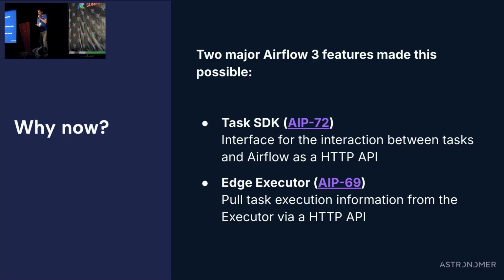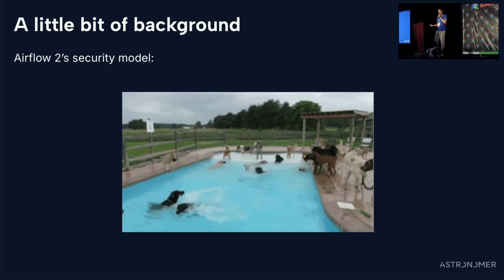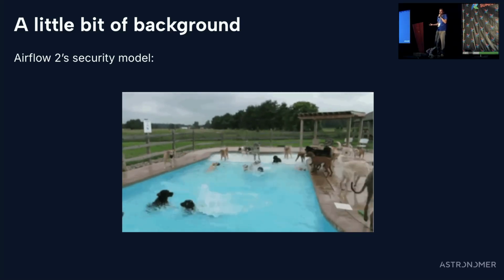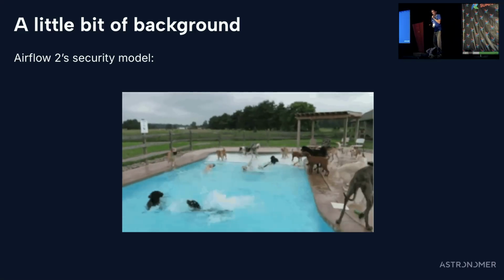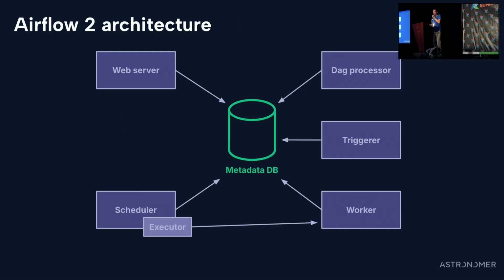In order to understand how big the impact of those two features is, let's have a little bit of background. Anyone familiar with Airflow 2 knows the security model is not really there. Everything can just access the database. To visualize this a bit more, this is how it used to be. We have five components, and they all directly talk to the database. And even worse, four of them run user code. That's a recipe for disaster.